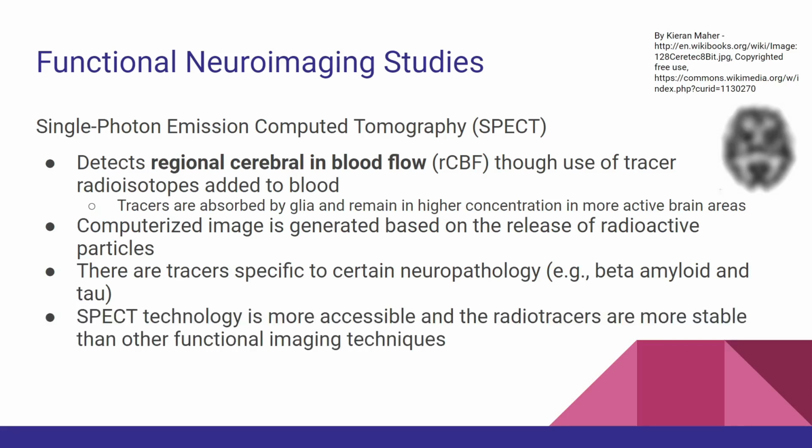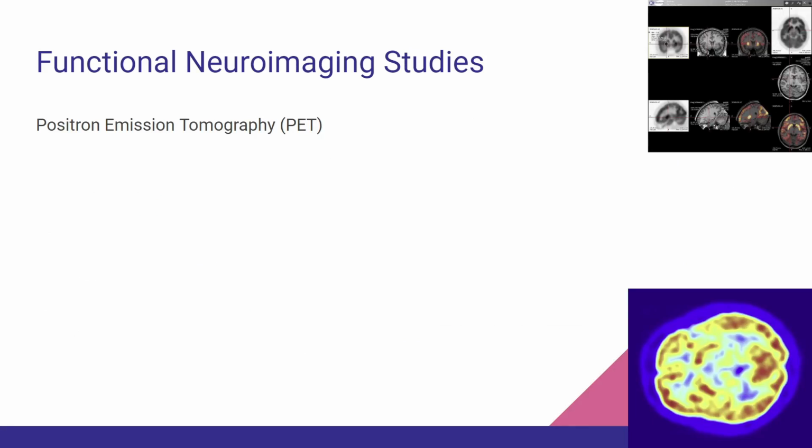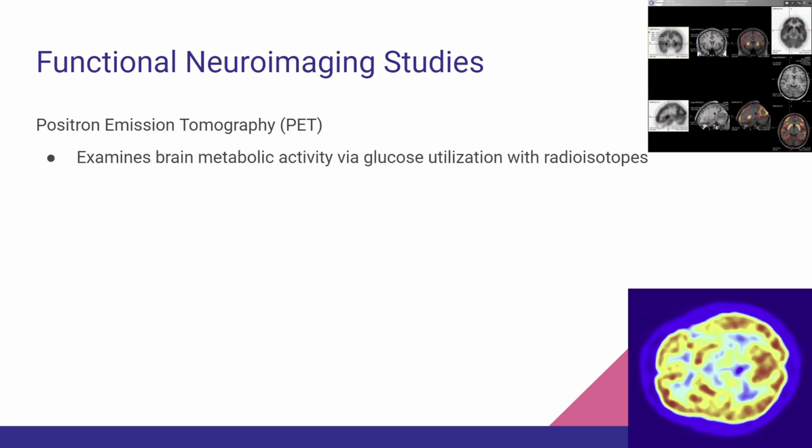SPECT technology tends to be more accessible, and the radio tracers are more stable than other types of functional neuroimaging, which makes it somewhat cheaper and more available than other types of functional neuroimaging. The next functional neuroimaging technique we're going to discuss is positron emission tomography, or PET scans. And these examine brain metabolic activity via glucose utilization with radioisotopes.